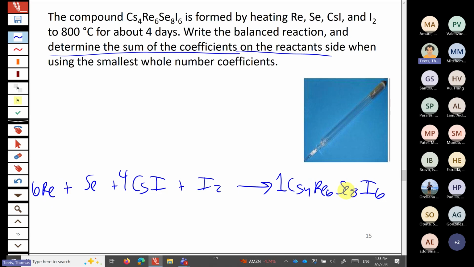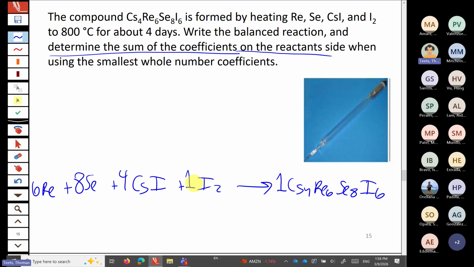8 selenium's Se, so a coefficient of 8 there. Now we're ready to see if we need any coefficient on I2. So we don't want to change any coefficients ideally after we've already set them. But if we look at what's left, we have 6 iodines over here, 4 from this reactant, 2 more from I2. So I2 only needs a coefficient of 1 to balance that. So we don't need to add an additional coefficient there.